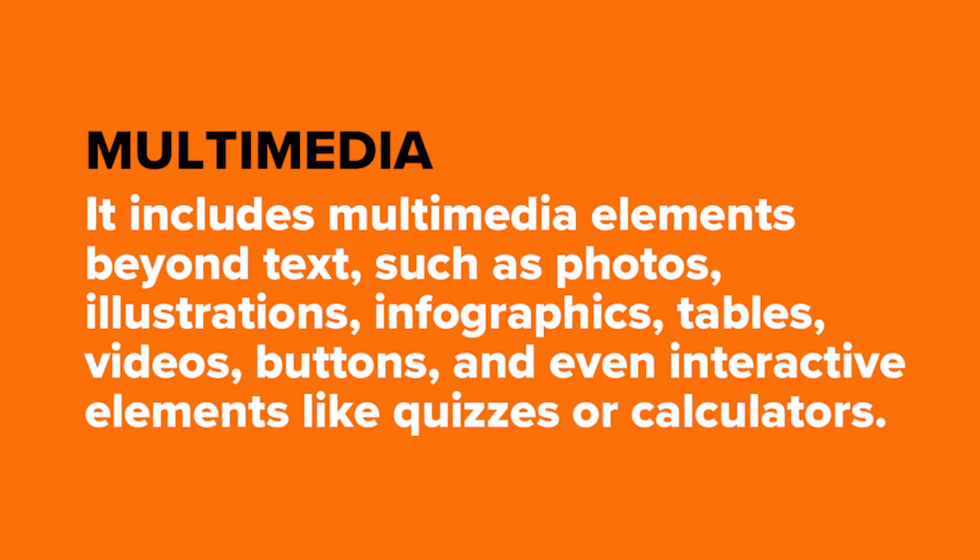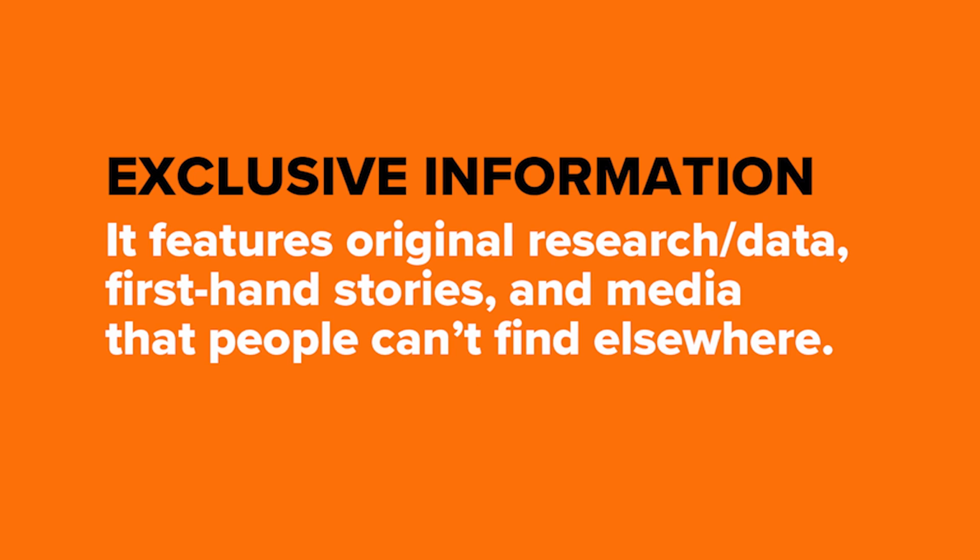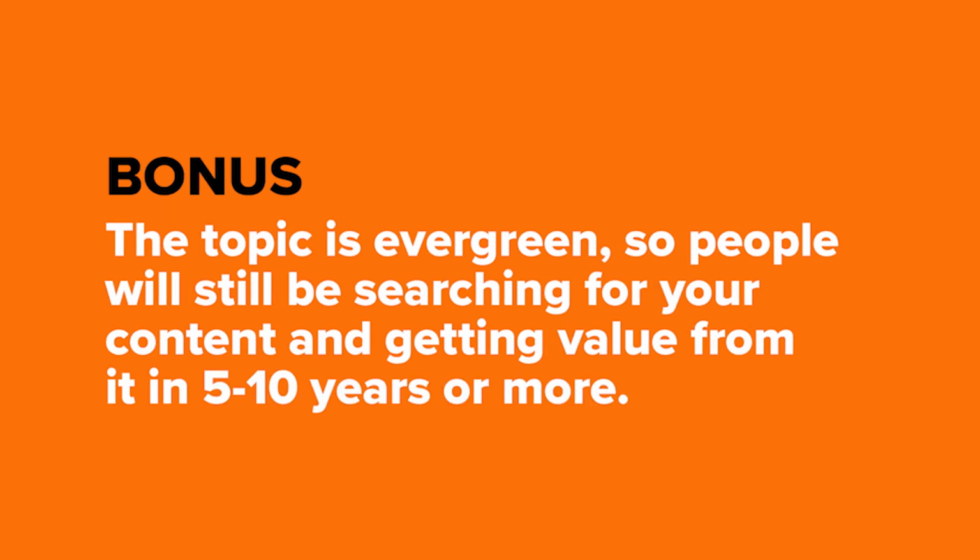Number 4 is multimedia. It includes multimedia elements beyond text, such as photos, illustrations, infographics, tables, videos, buttons, and even interactive elements like quizzes or calculators. And then number 5, exclusive information. It features original research or data, first-hand stories, and media that people can't find elsewhere. And then number 6, a little bit of a bonus, the topic is evergreen, so people will still be searching for your content and getting value from it for years to come, maybe even 10 years from now. I'll show you all of these things when we go through the different articles to write. We also will have a downloadable checklist you can use to remind yourself what good content looks like when you go to write your own.